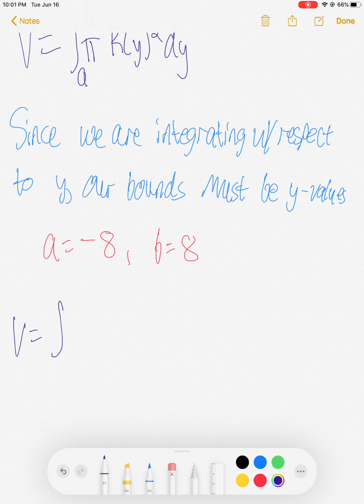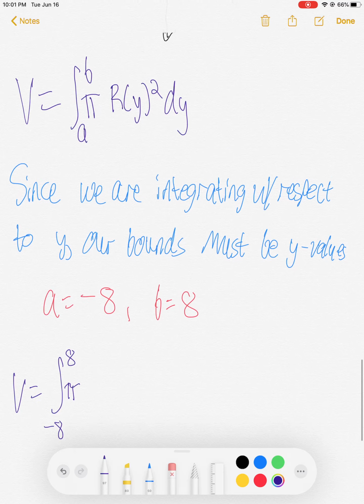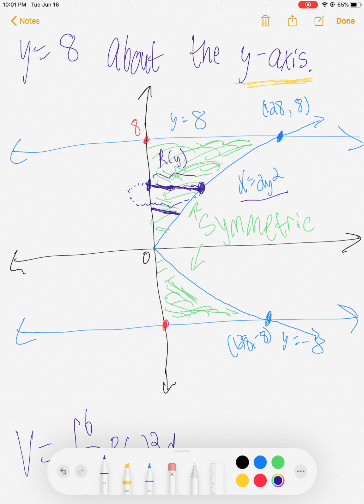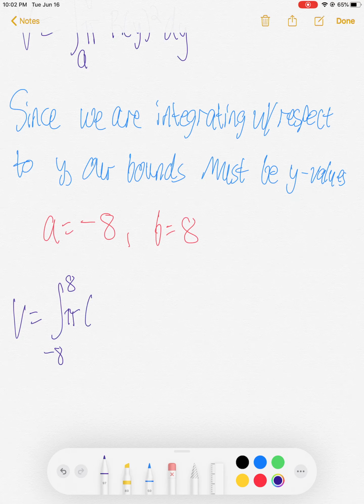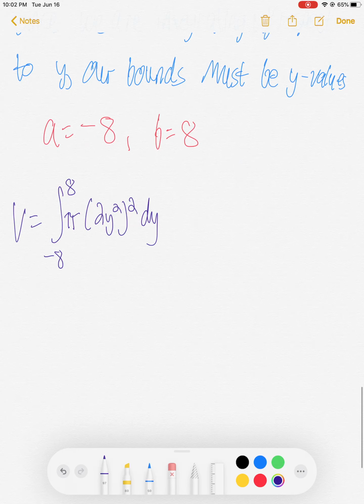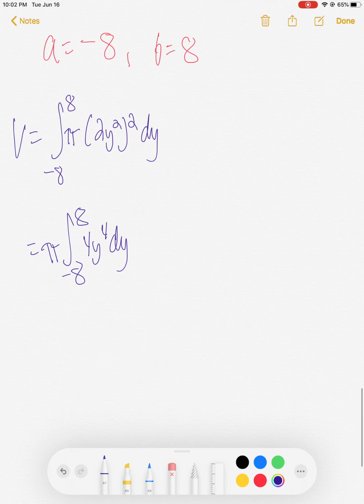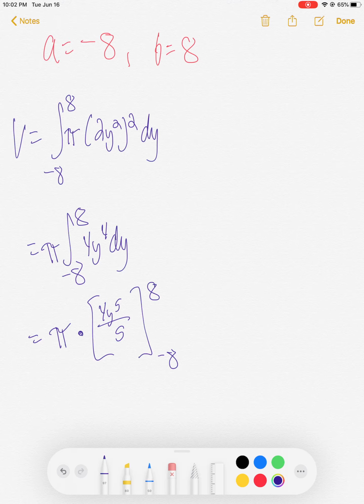So our volume is going to be the integral from -8 to +8. I've still got this pi here. And now r of y, we said, was 2y squared, right? We kind of had that discussion. So pi times 2y squared dy. So this is pi times the integral from -8 to 8 of 4y to the 4th dy. And that is pi times 4y to the 5th over 5, and we're going to evaluate that from -8 to 8.